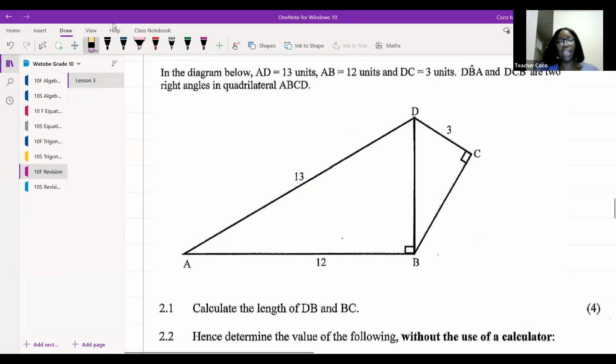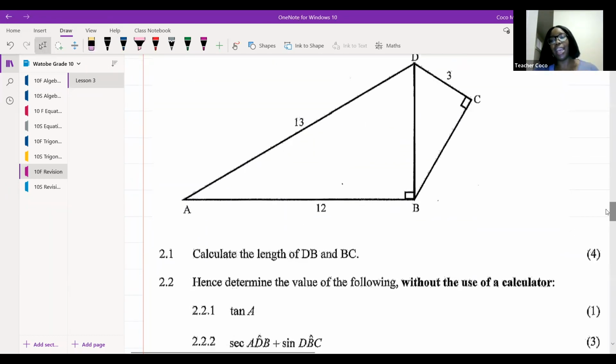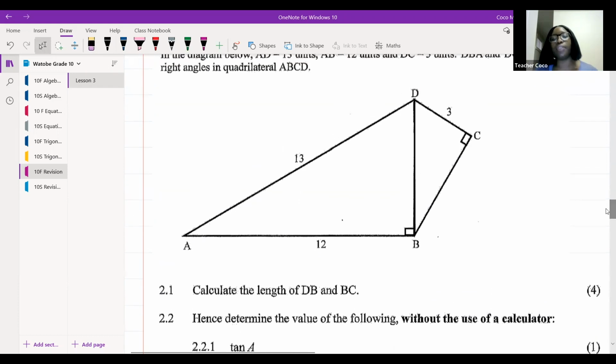Okay, excellent. Now let's look at the first question that they've got here for us. 2.1 says, calculate the length of DB. Now let's go find DB. Here's DB. Okay. It says calculate the length of DB and calculate the length of BC. Anybody got any idea? What are we going to do here?